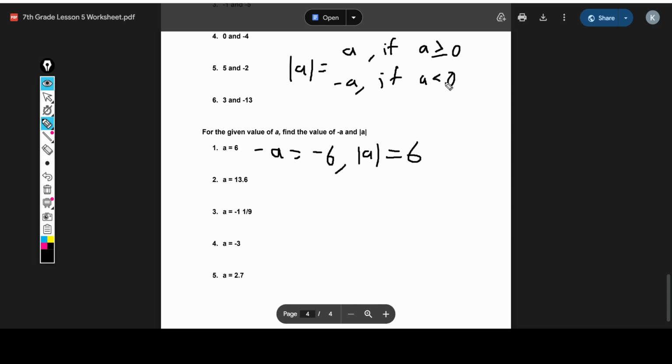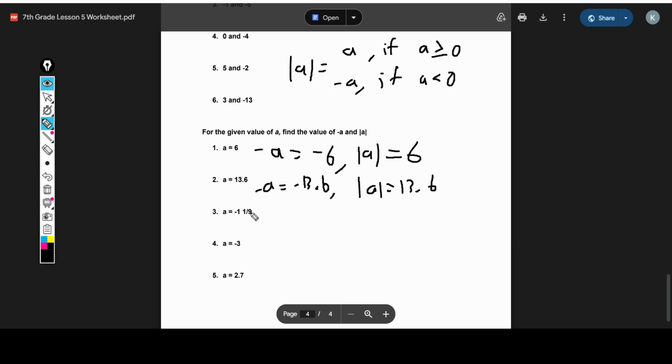And so because a is a negative number, this condition requires that a is a negative number. A negative times this negative will make it a positive number again. So this absolute value will always be positive. 13.6, negative a equals negative 13.6. Very simple. And then like I said, if it's positive, it's just going to be the same number. So the absolute value of a equals 13.6.